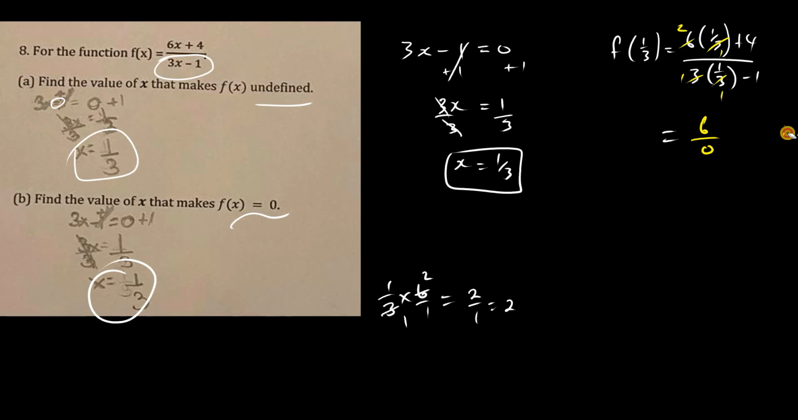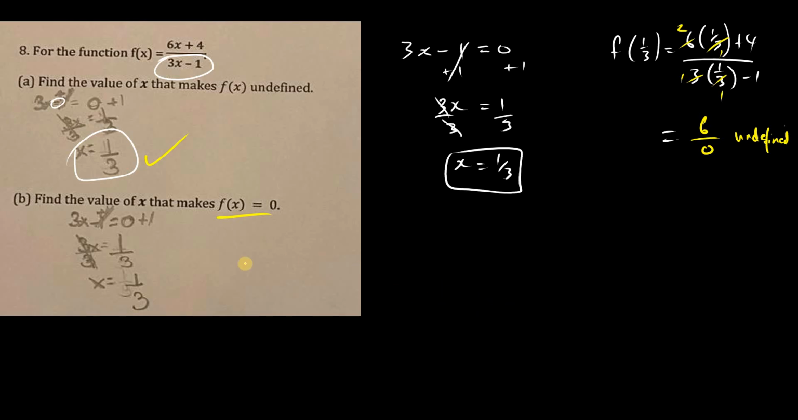So we can clearly see that 1/3 only works for the undefined and not both. So what is the answer to this then? What's the value of x that will make the function equal to 0?